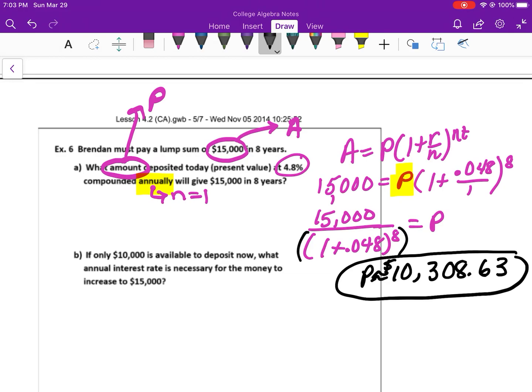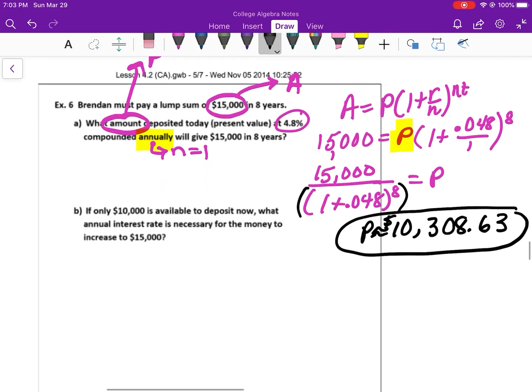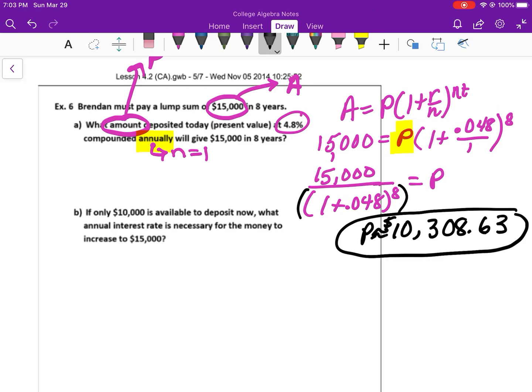All right, now the next question says only $10,000 is available. What annual interest rate, so we're going to find R, is necessary for the money to increase to $15,000? So we're still trying to get to that $15,000, but we don't have quite this amount of money. We only have $10,000 available. So that means we're going to have a different interest rate in order for that to happen.